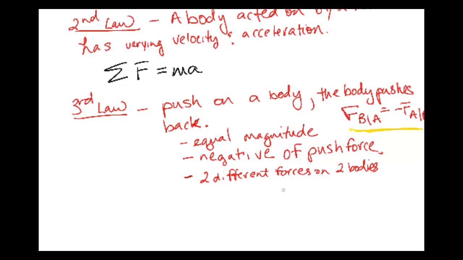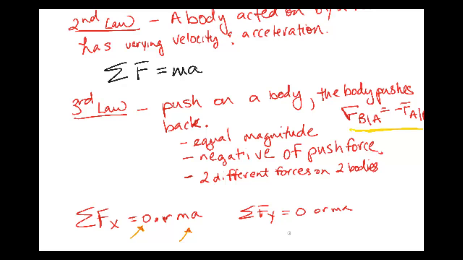Alright, what do we need to do with these? Well, what we're going to be doing is the sum of the forces in the X and setting it either equal to 0 or mass times acceleration, and doing the same thing for the Y's. The sum of the forces is equal to either 0 or mass times acceleration. And this one would be, if it's the first law, constant velocities, this one would be the second law, if there's actually varying velocity.